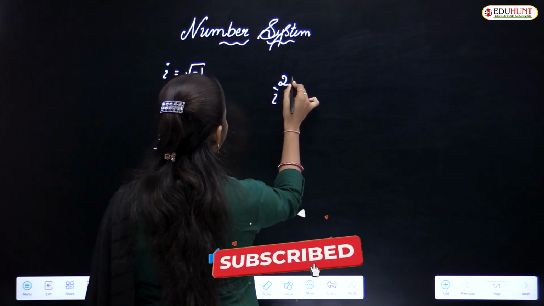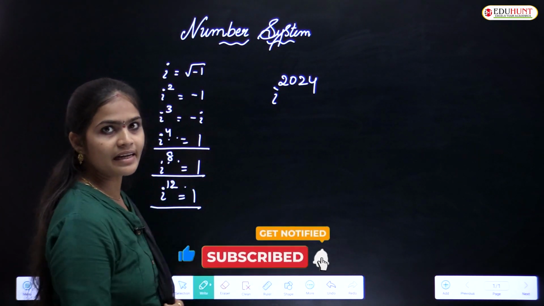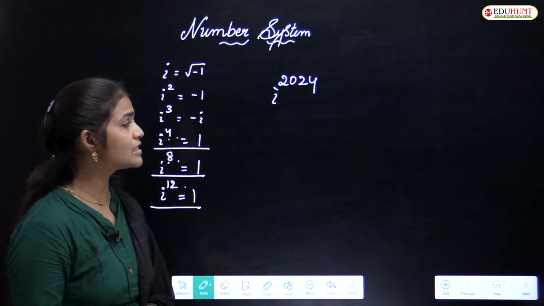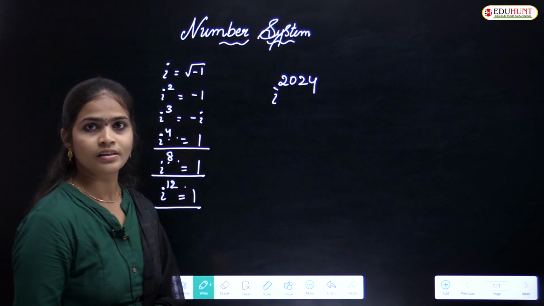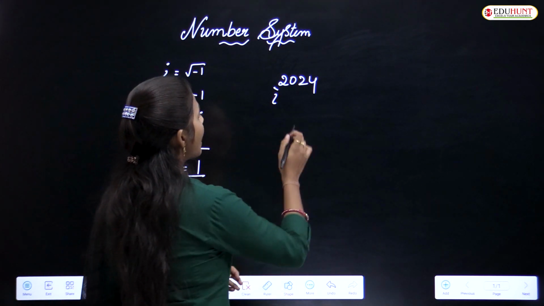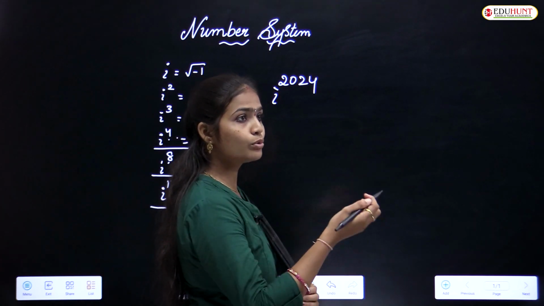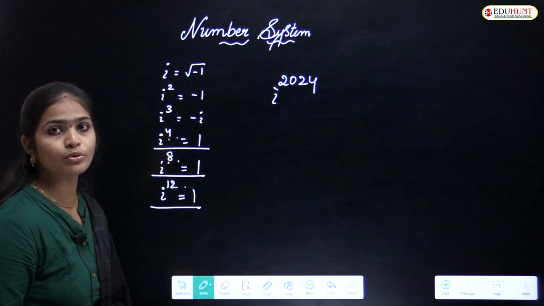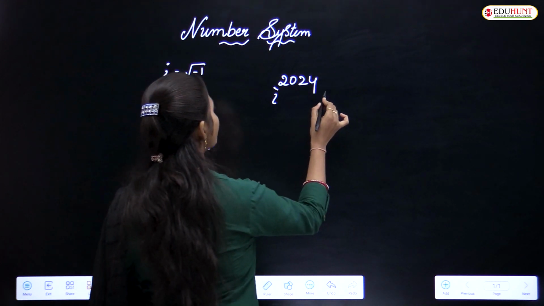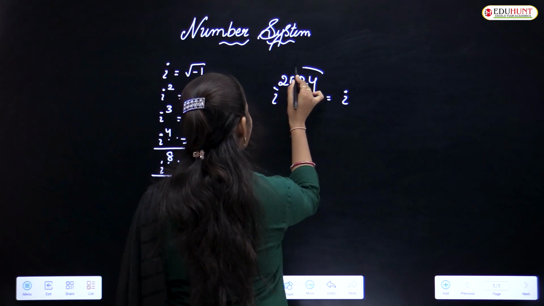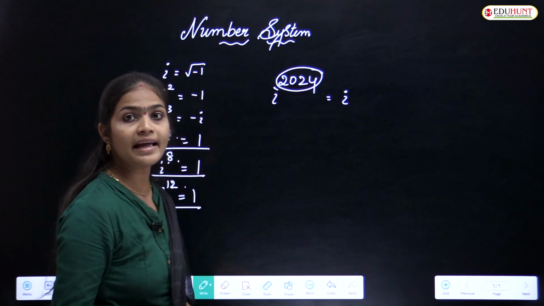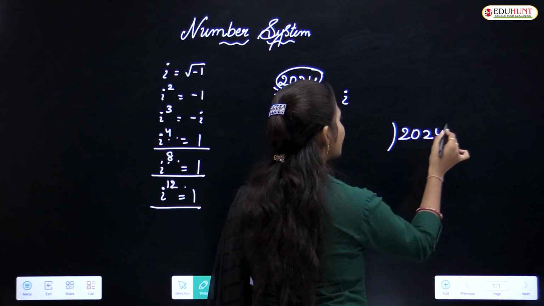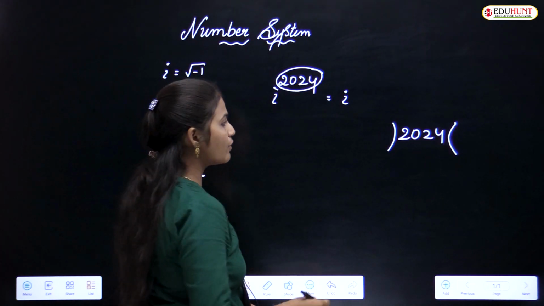i power 2024. This year I have taken 2024. How big a number it is, just a 4-digit number. No need to worry about this. Why? Because how can we calculate i power 2024? Here the earlier numbers are single digits and 2 digits, but here it is 4 digits. Just convert this into a suitable form. First you have to observe the exponent, the power 2024. We have to check whether that number is divisible by 4 or not.